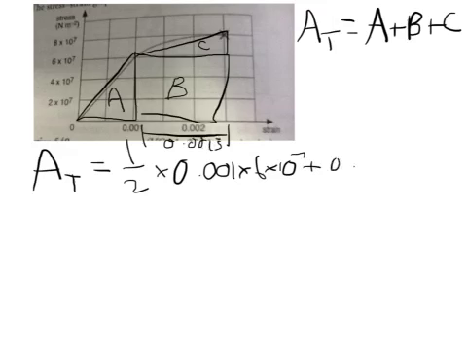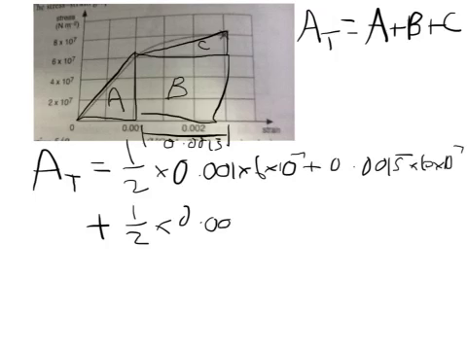times the height, which again is 6 times 10 to the 7, plus the area C, which is half times the base, which again is 0.0015 times the height, which is 2 times 10 to the 7.